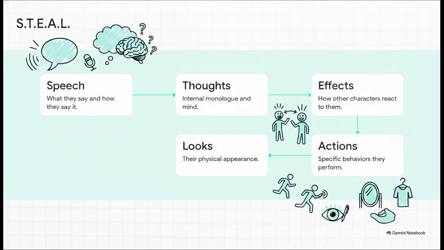Enter STEAL. This is our 5-step investigative tool, our mnemonic device to crack the code of how a writer builds a character, letter by letter. S is for speech, so what do they say and how exactly do they deliver those words? T is for thoughts, what internal monologue reveals their mind and hidden depths. E stands for effects on others, how do other characters react or change in response to them? A is for actions, what specific behaviors do they actually perform? And L is for looks, how is their physical appearance deliberately described to hint at something deeper?